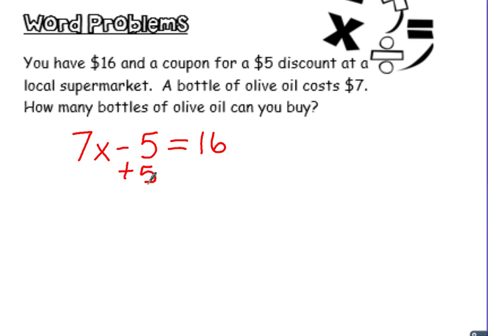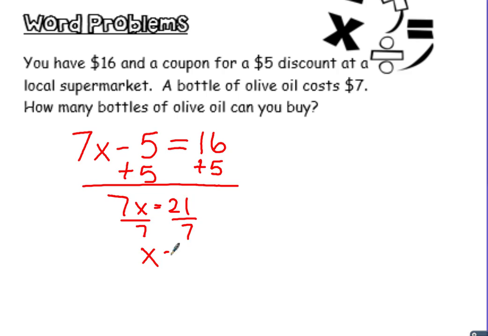Add 5 to both sides. 7x equals 21. Divide by 7. X equals 3. You can buy 3 bottles of olive oil.